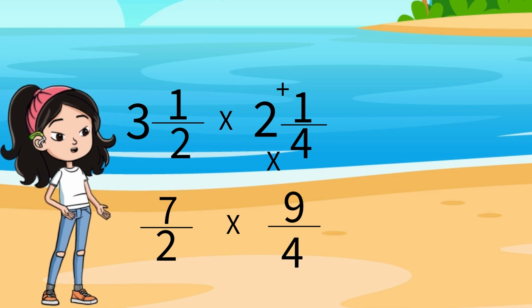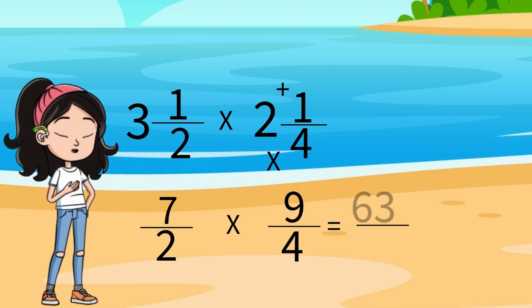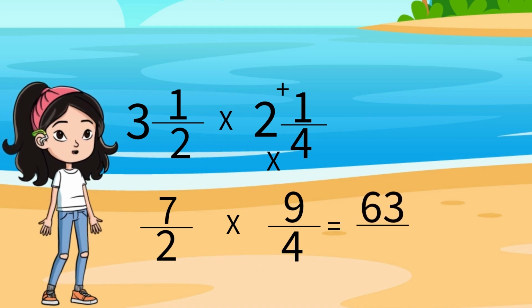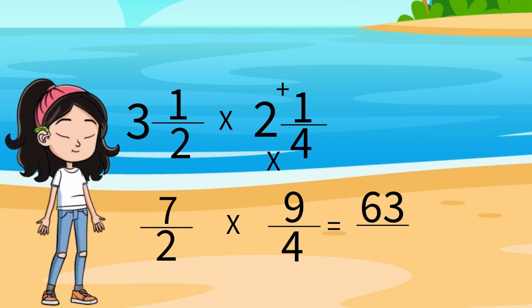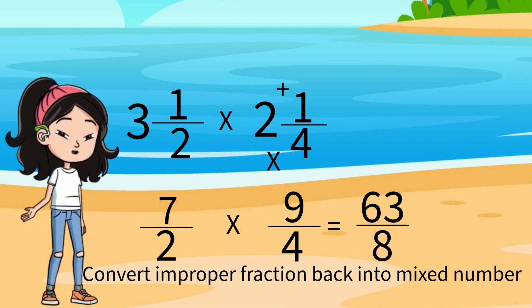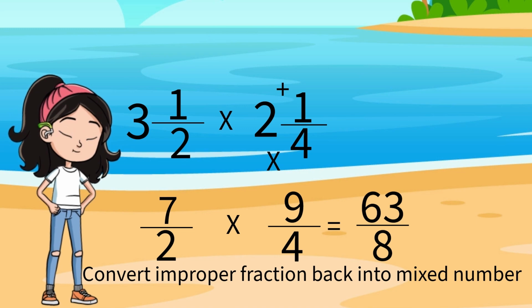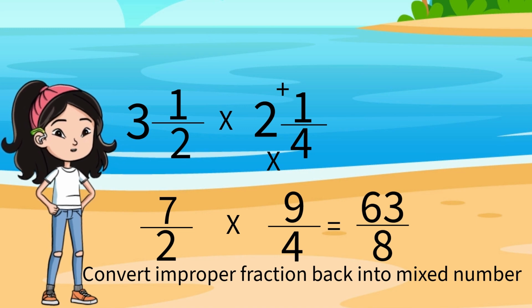Now we can multiply across. 7 multiplied by 9 is 63, and 4 multiplied by 2 is 8. The final step is to convert our improper fraction back into a mixed number, or to simplify if that is possible.